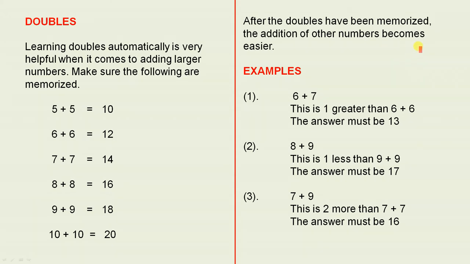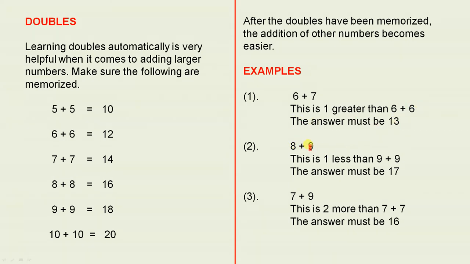After the doubles have been memorized, the addition of other numbers becomes easier. Let's look at some examples. If you're asked to do 6 plus 7, we notice that this is 1 greater than 6 plus 6. We already know 6 plus 6 equals 12, but because we have a 7 here, the answer to this sum is 1 greater than 6 plus 6. So the answer must be 13.